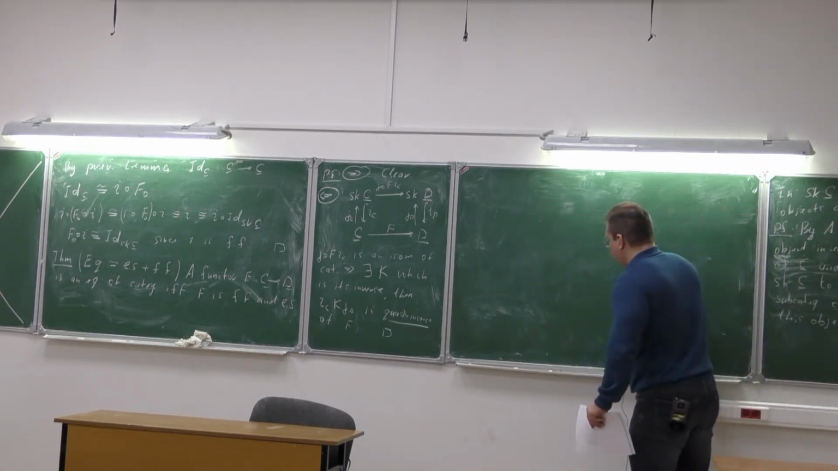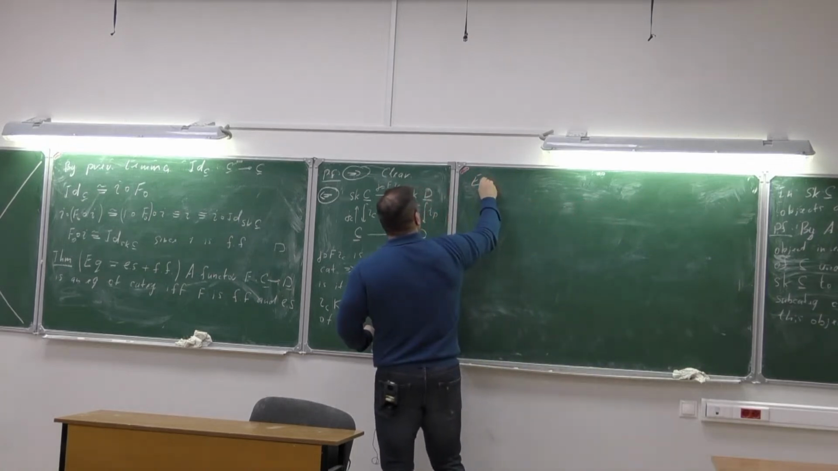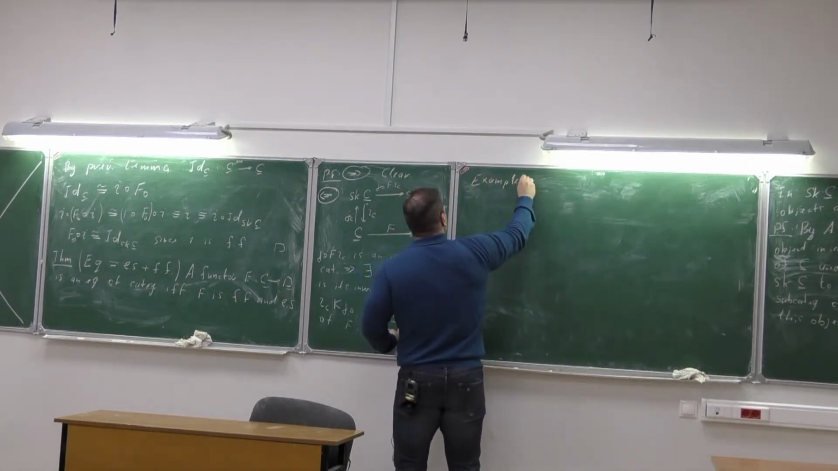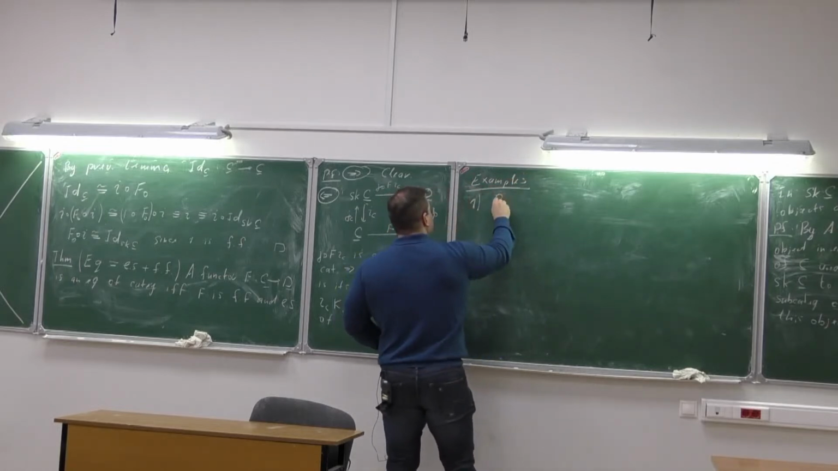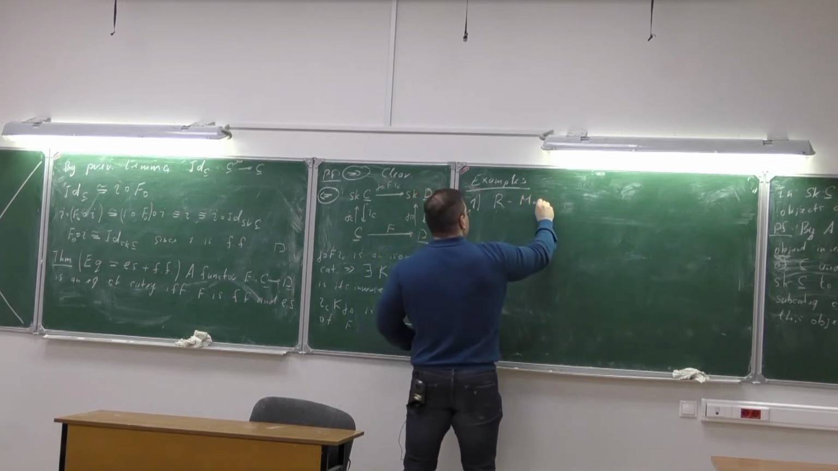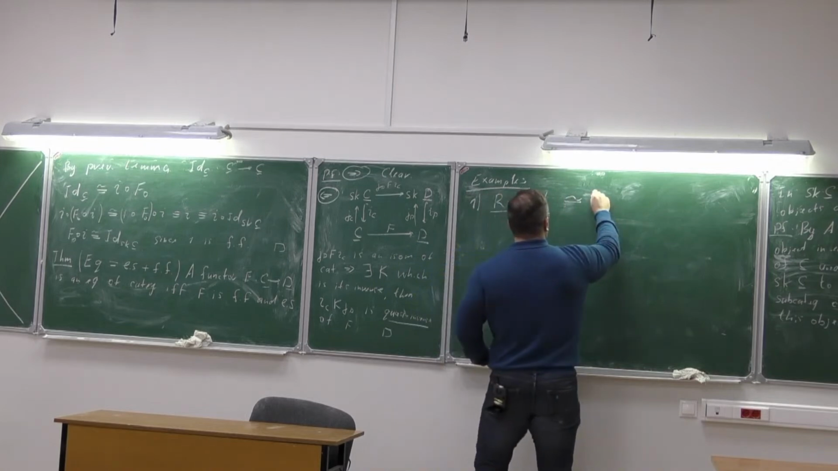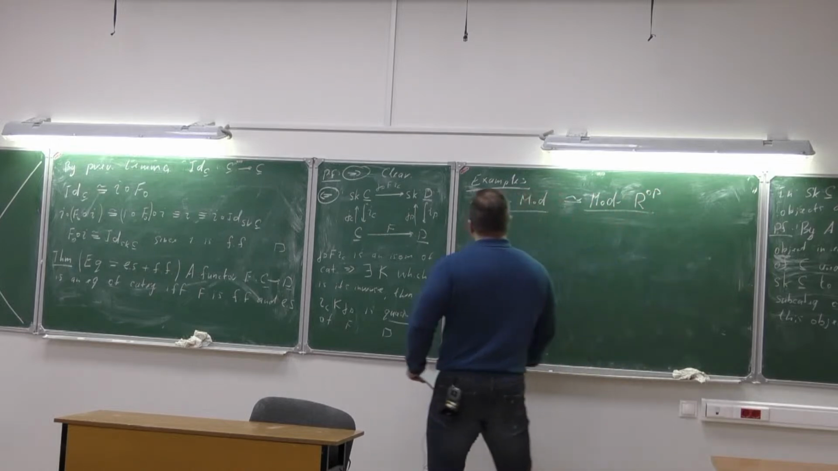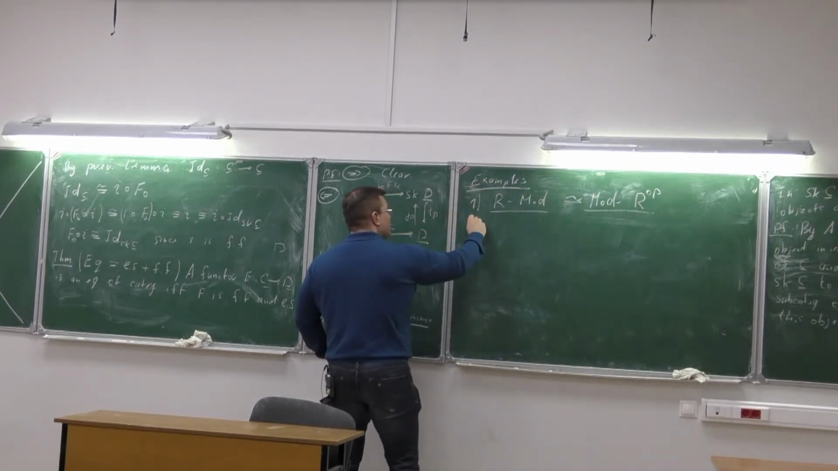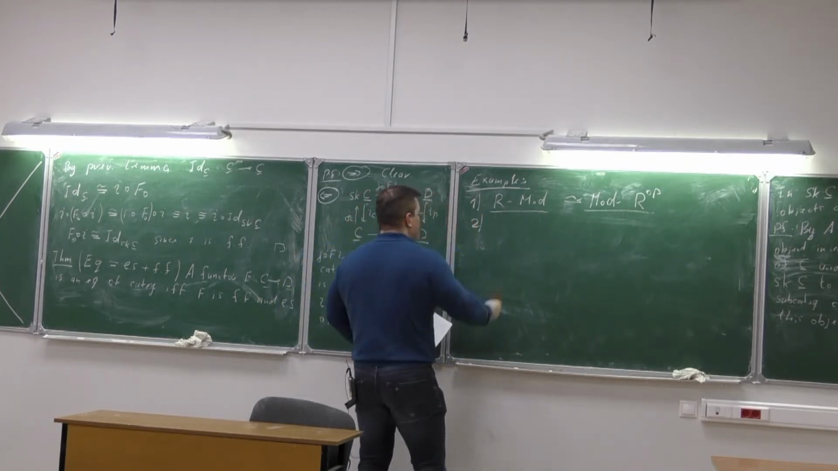So, for example, you can look at the category of the right modules, and this is equivalent to the category of the left modules, but over the opposite ring. So one equivalence of categories that you know very well from the algebra. And the second example of this kind would be something like this.